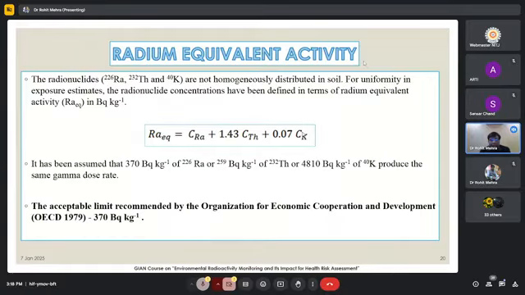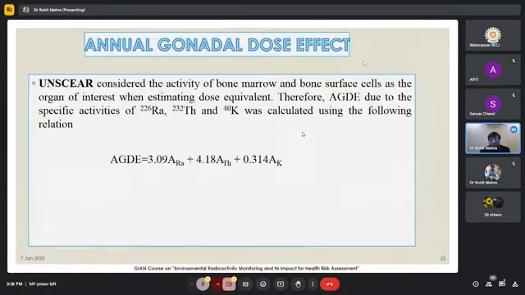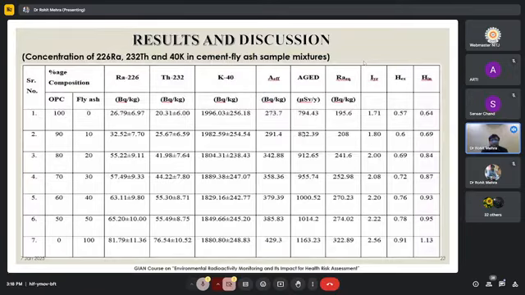Then depending upon our radionuclides, this we have calculated. Then the annual gonadal dose equivalent you could also calculate with the help of the concentration of radium, thorium and potassium. And UNSCEAR has given a gonadal dose effect also. The value you could calculate with the activity concentration of radium, thorium, as well as potassium. So these were our results.